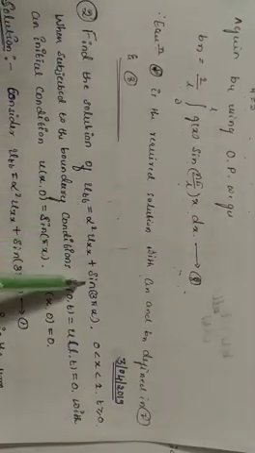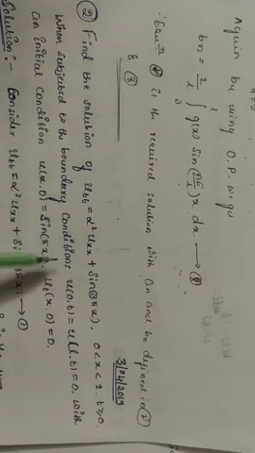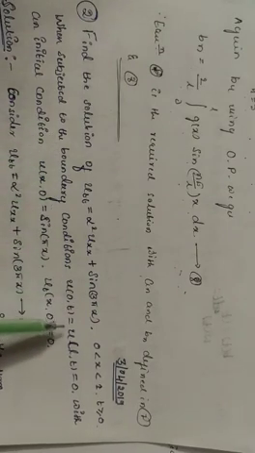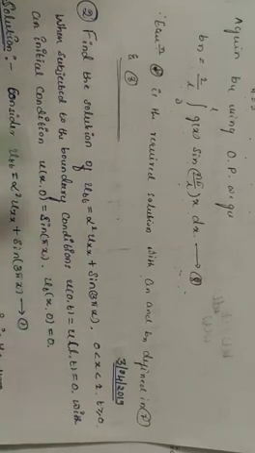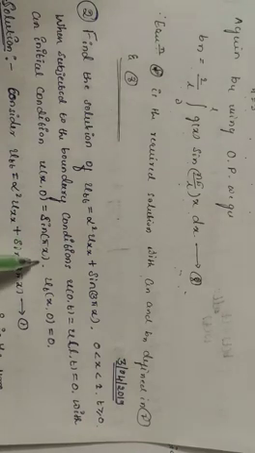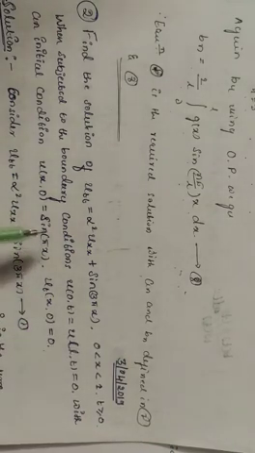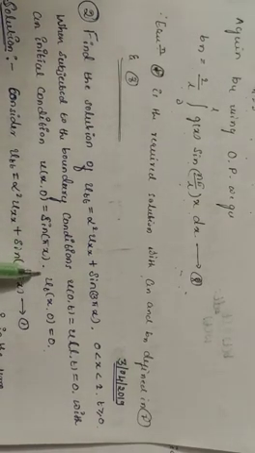Find the solution of the equation. In this equation, the source term is f of x comma t, subject to the boundary condition u of 0 comma t equals u of L comma t equals 0, with the initial conditions u of x comma 0 equals sin pi x and u t of x comma 0 equals 0.